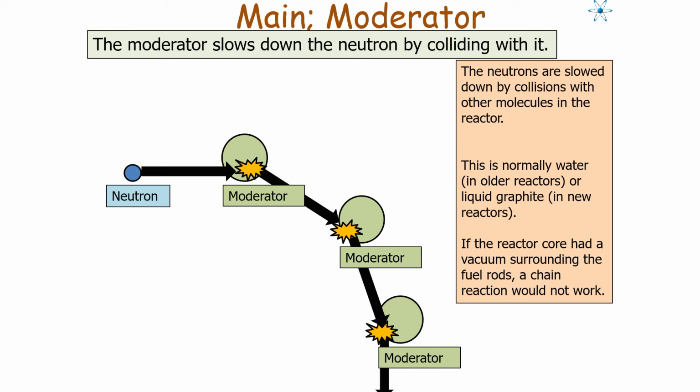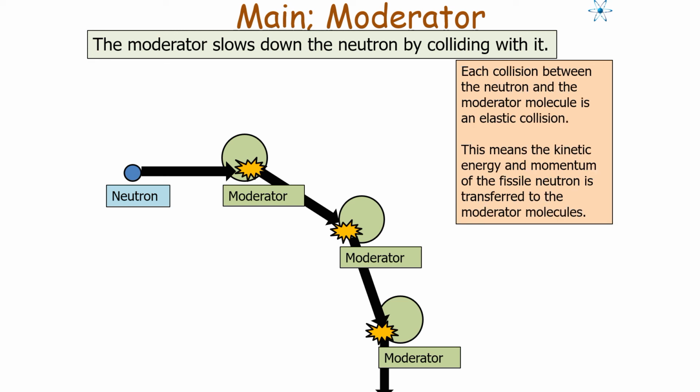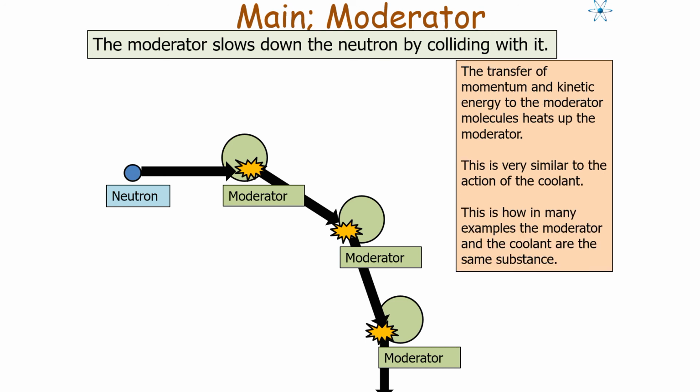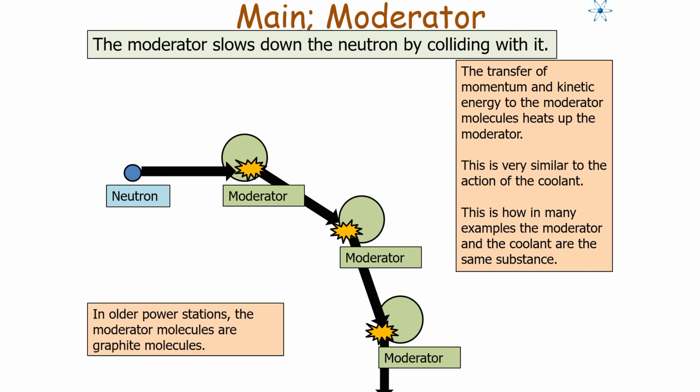Now again, in older reactors it tends to be water, or in newer reactors liquid graphite, and if the reactor core had a vacuum surrounding the fuel rods, a chain reaction wouldn't work because the neutrons would be going too fast. Each collision between the neutron and the moderator molecule is an elastic collision, so what it means is all of the kinetic energy, all of the momentum of that neutron is transferred to the moderator molecules. This is very similar to the action of the coolant, which is why the moderator and the coolant tend to be the same substance in a nuclear power station.